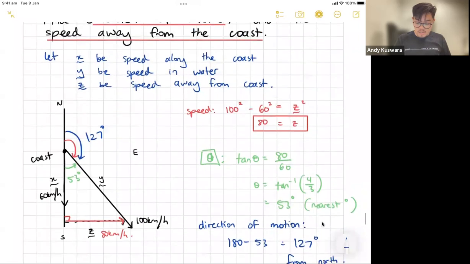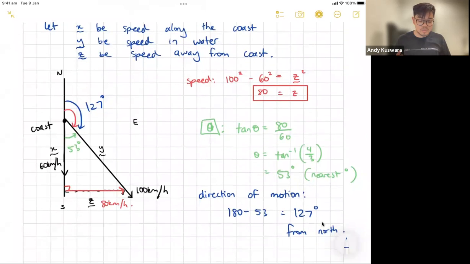Just a little hint as well is sometimes they'll say find the direction of motion away from the direction in the water, or they'll say from north, or they'll say from the coast. And so those are the little things you have to be careful of when they're asking you the direction. Okay, the direction from where.